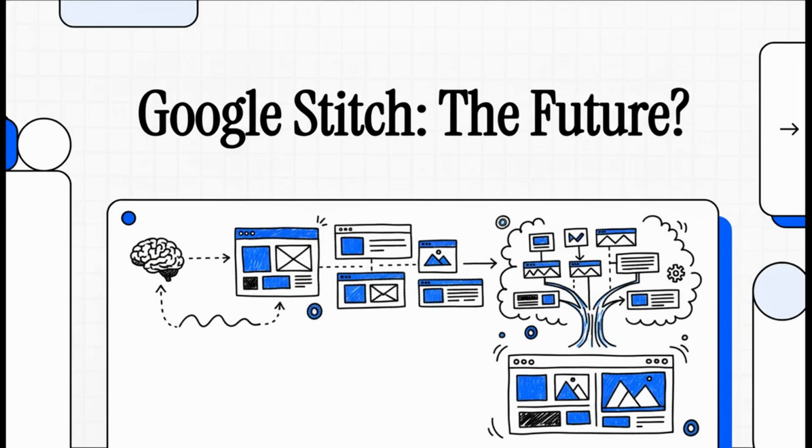So, have you heard about Google Stitch? It's this new AI tool that's making some serious waves in the web design world. The promise is huge: generate an entire, beautiful website from just a single prompt. Today, we're going to break down what it is, see if it actually works, and tackle that big question. Is this really the future?